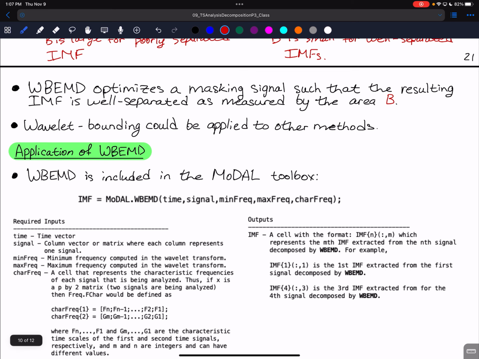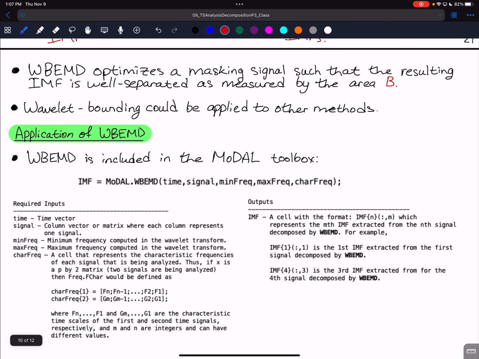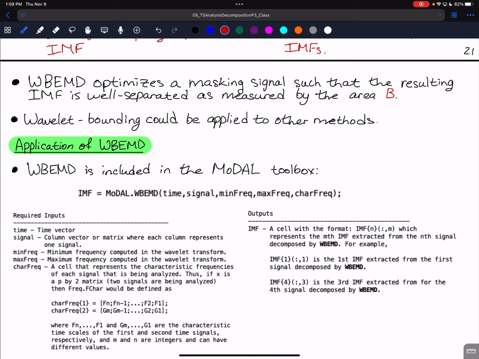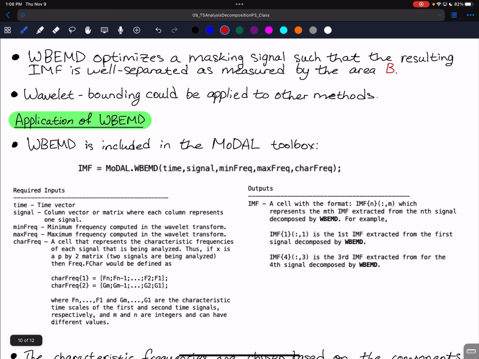All right, we're going to talk about just the application of this WBMD. So in the modal toolbox, you have the WBMD code shown here. It requires 5 inputs. The first is just a time vector. The second is a signal. That could be a column vector, or it could be a matrix where each column represents one signal. And then the minimum frequency and the maximum frequency within the range that you want to study, that includes all of the content you're interested in. And then you have to pass it a cell of characteristic frequencies. And this is what it uses to try and extract.